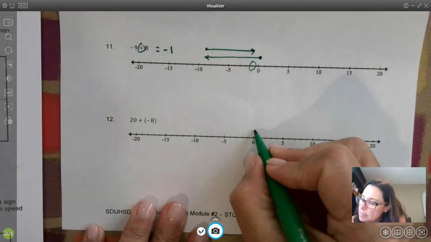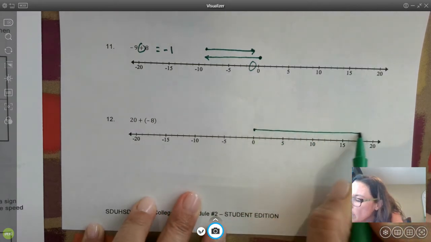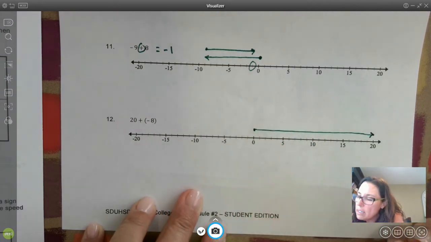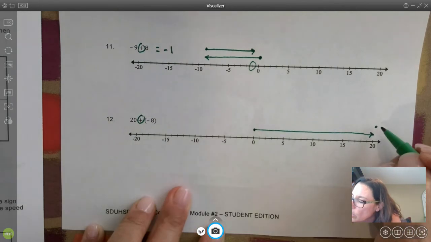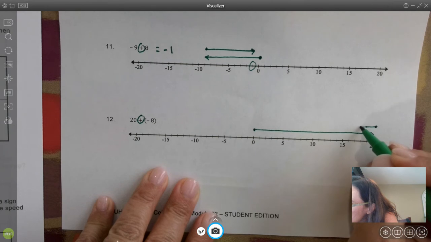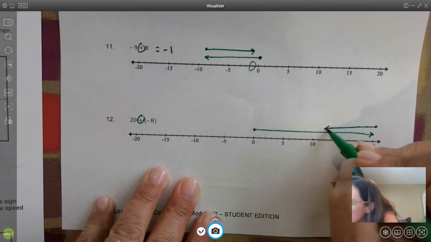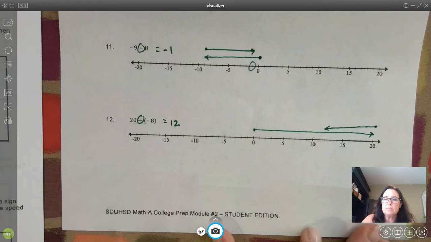Okay, this guy, start at 0. Go right 20. It's a big one. From there, since we're adding on a number line, from there we're going to go left 8, and then we land at 12.